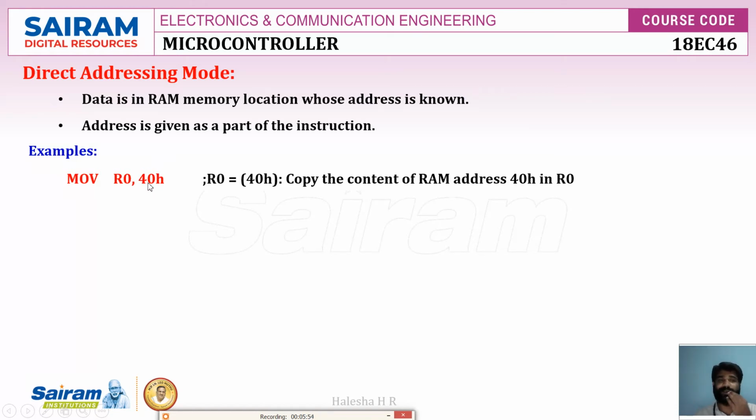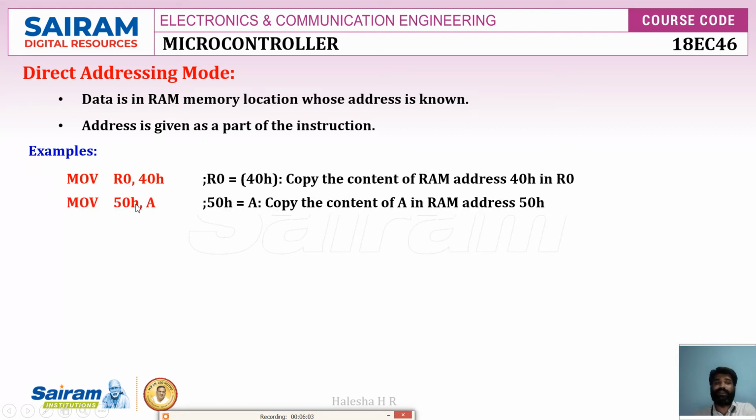Now it is an address. Content of the location 40h is copied to the R0 register. And again, this address can be a source or a destination. In the first instruction, it is a source address. In the second instruction, it is a destination address. So, content of accumulator A is copied to the location 50h.